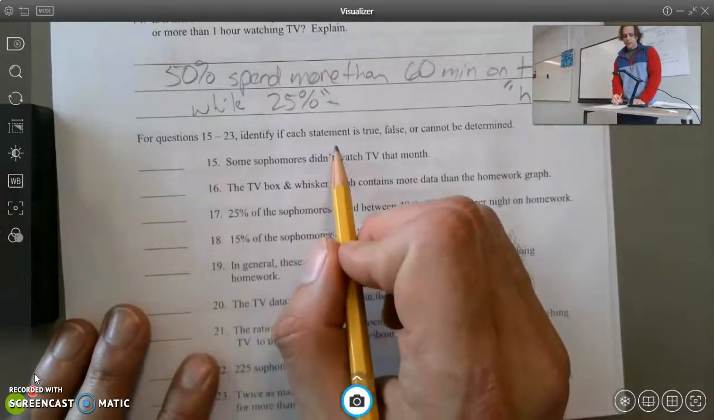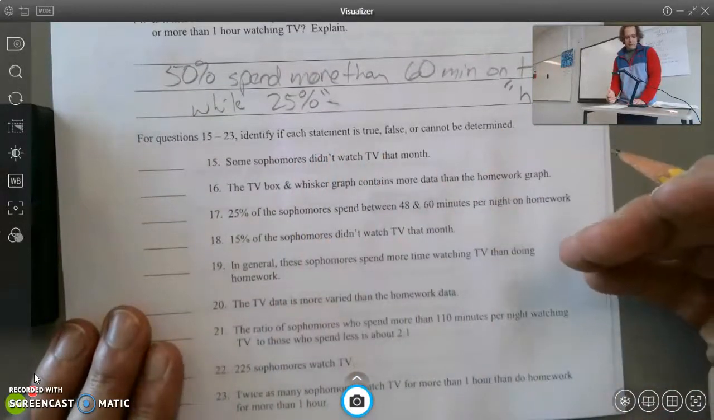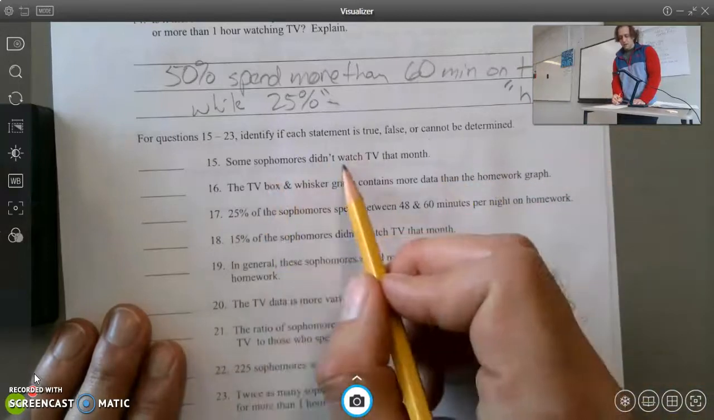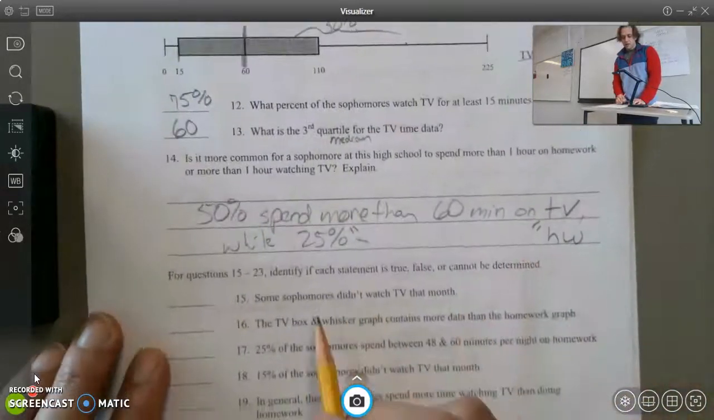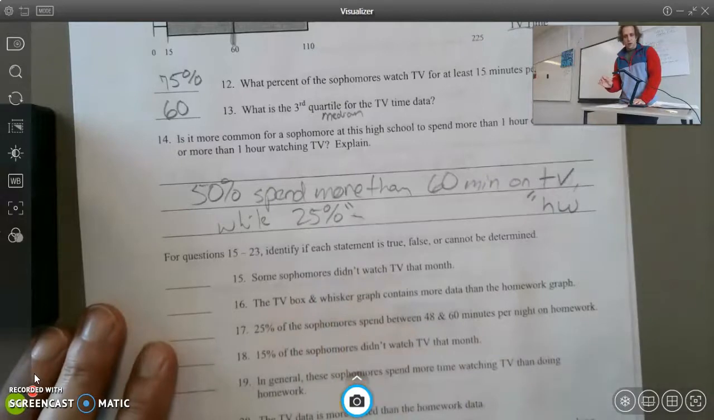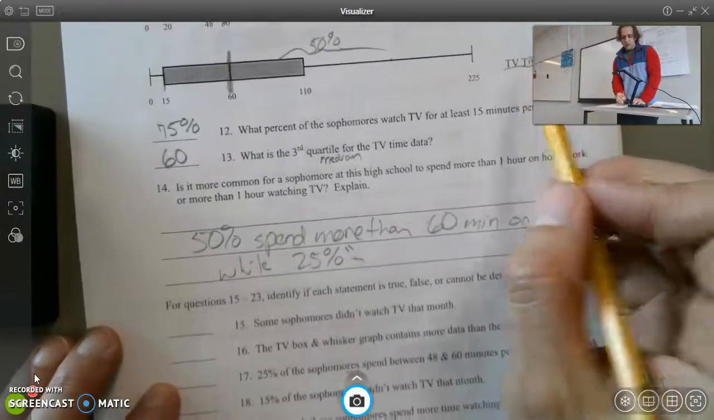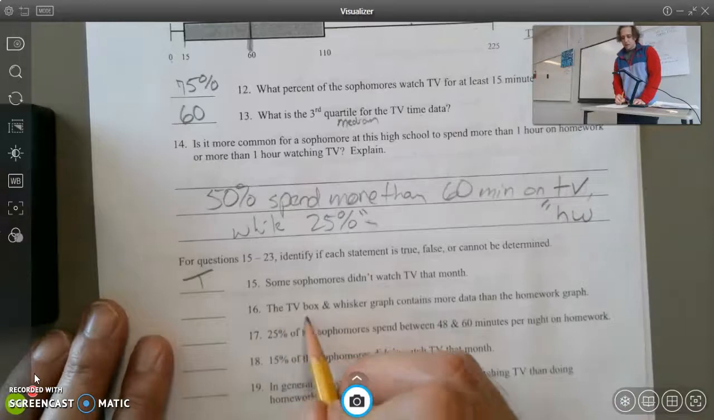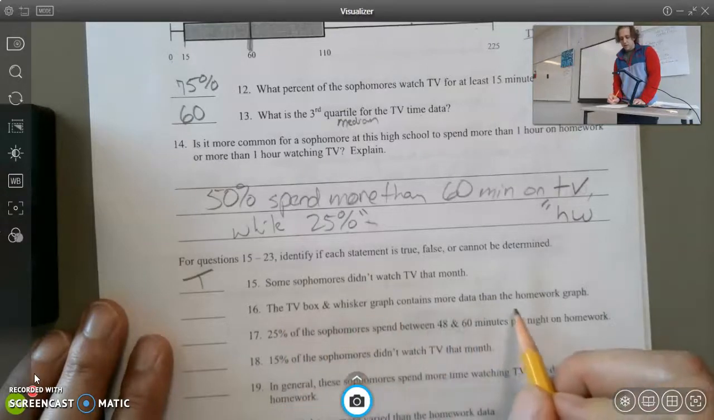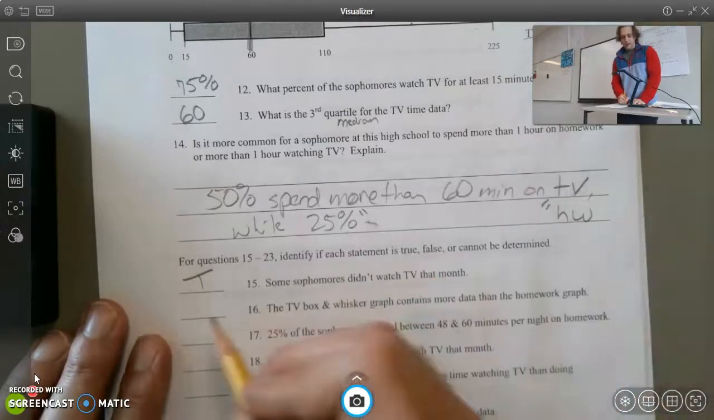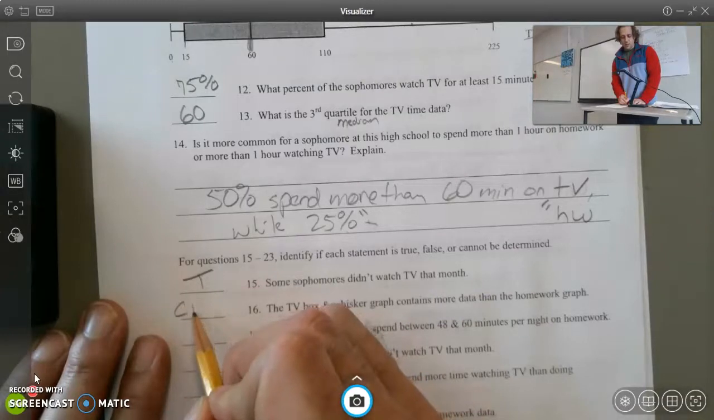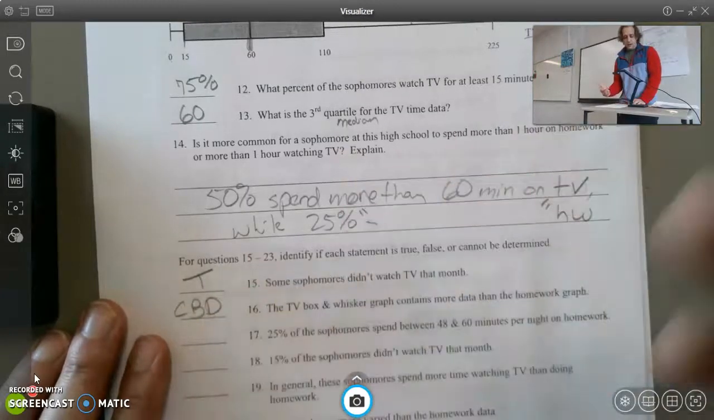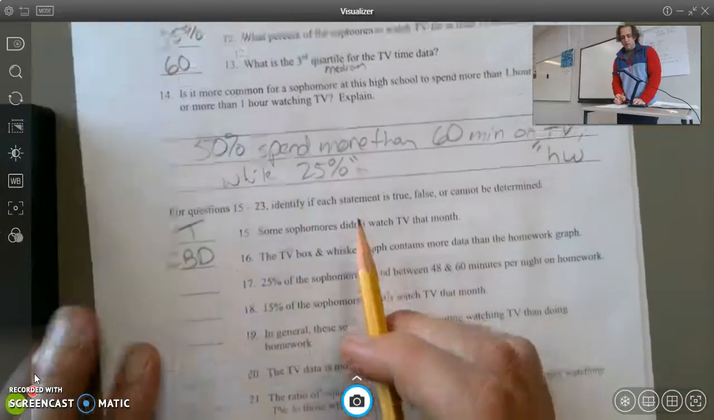Identify if each of the statements is true, false, or cannot be determined. Okay. Some sophomores did not watch TV. Okay, so if that was true, we would have 0 as one of our values. Our lowest value would be 0. So watching TV, lowest value 0, true. The TV box and whisker graph contains more data than the homework graph. I don't know how much data there is for any of that, so it cannot be determined.